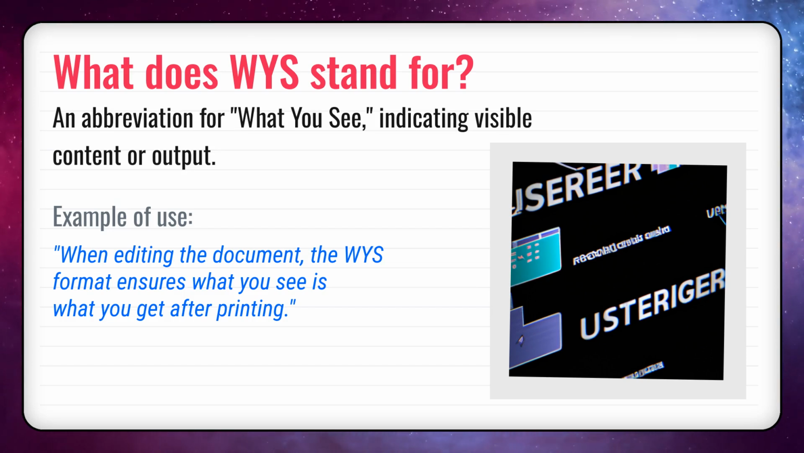I'm glad you're here. Today, we're going to explore the word WYS in depth. First, the definition. WYS means an abbreviation for what you see, indicating visible content or output. Think of it simply as seeing exactly what appears on your screen or paper.